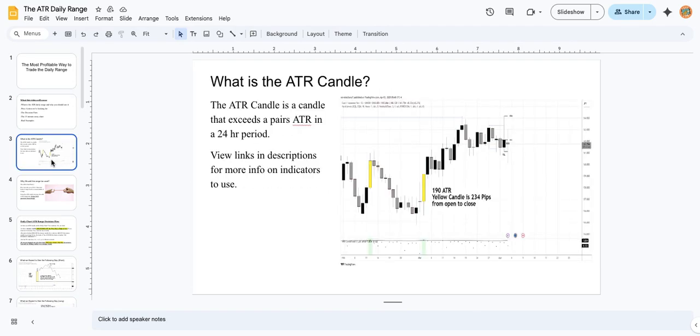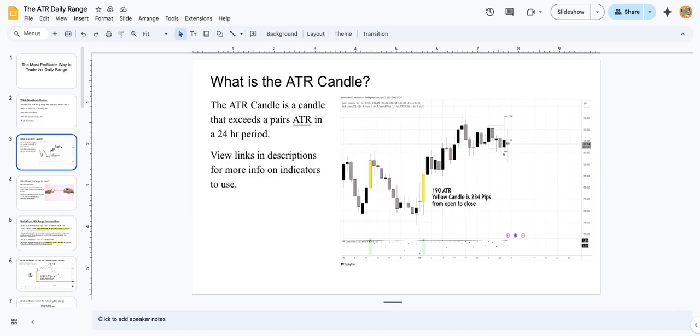So first off, what is the ATR candle? Because when we start with a daily chart and then drop down to a lower time frame, we have to wonder, which daily range should I trade? I trade the range on the daily chart that exceeds the average true range.